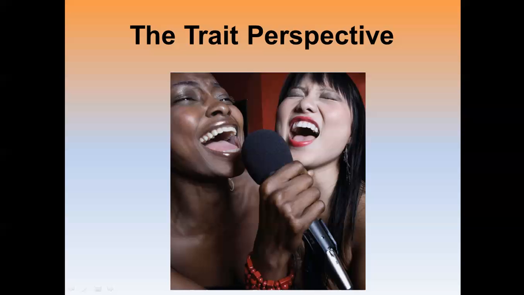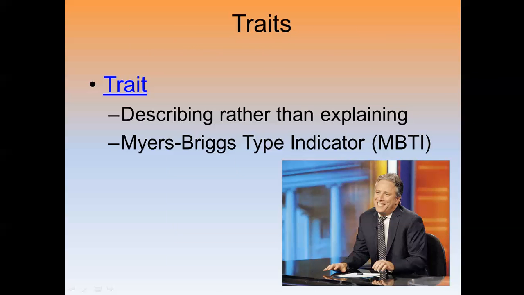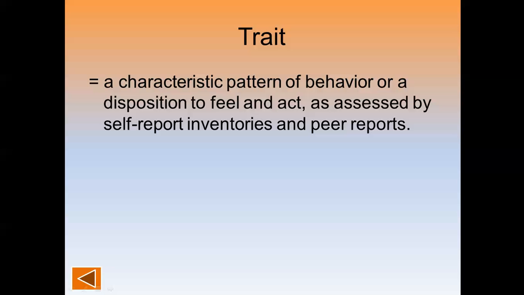All right, let's talk about the trait perspective of personality. Trait theorists attempt to describe personality in terms of stable and enduring behavior patterns or dispositions to feel and act. Some theorists use dominant traits and their associated characteristics to describe what we would call personality types, like type A, type B.